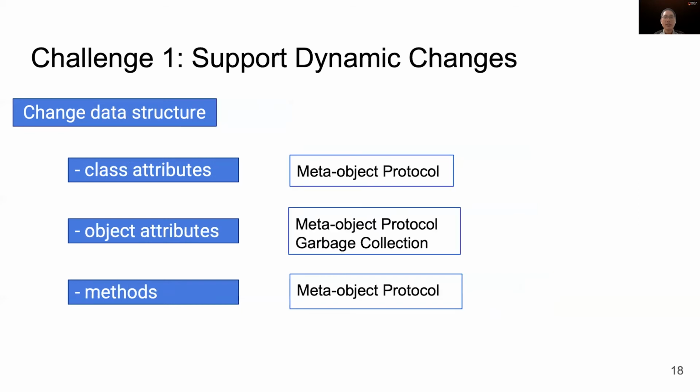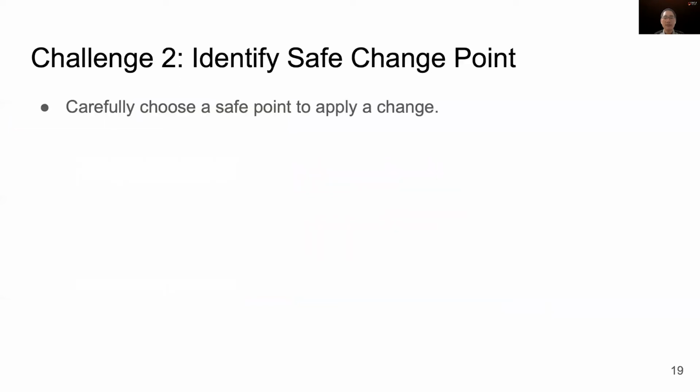Data structure changes include changes to class attributes, object attributes, and methods. PYLIVE also relies on meta-object protocol to change the metadata. Note that object attributes are more difficult to change since they are individually stored in a different object.